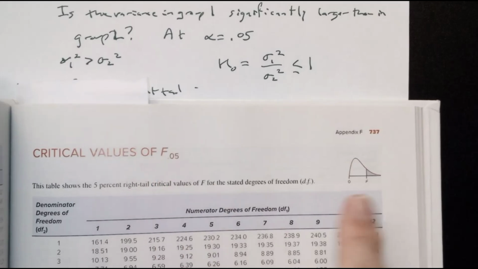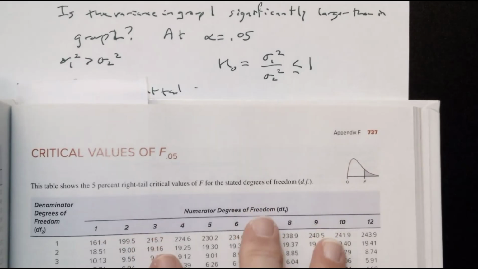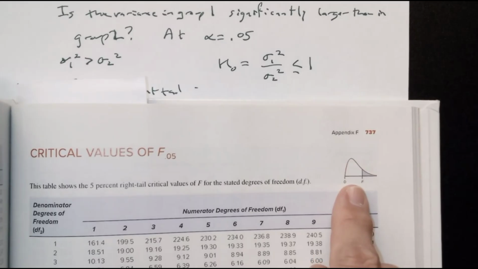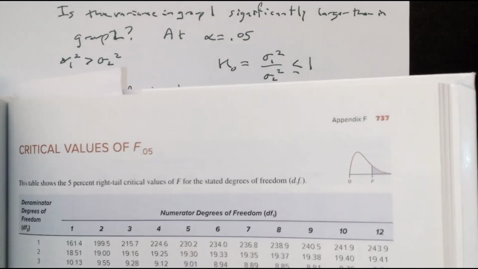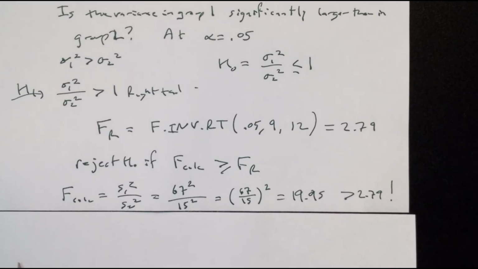But this table is always giving me values of FR. This table doesn't give me FL. It only gives me right tail values. So how do I get left values if I need to do a left test? Am I completely screwed here? Well, no. Because the other thing Fisher noticed is that this graph is not truly symmetric, but it is related. If I want FL, I can get it from FR.